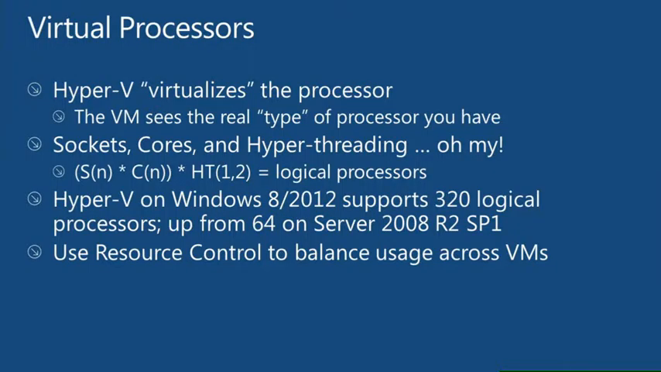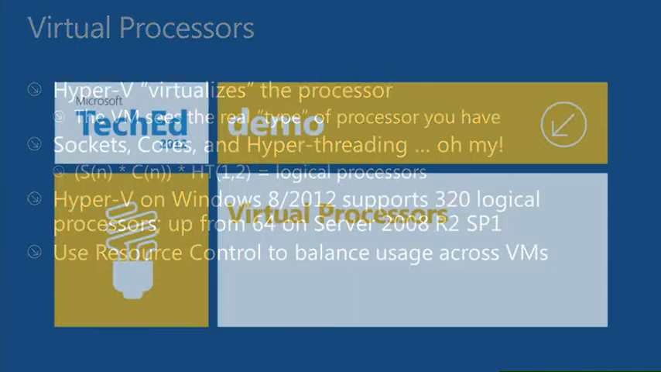Now, look at those numbers, though. With the new version of Windows 8 in 2012, 320 logical processor support. That's some serious processing power. They made a big jump. Okay? Now, how do you set this?